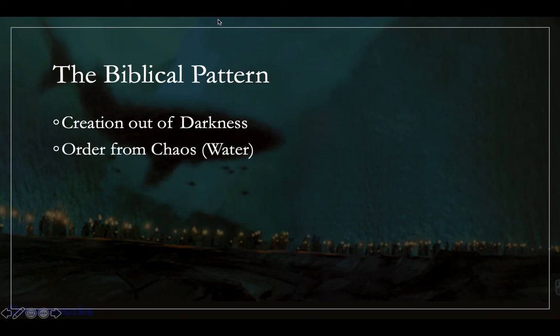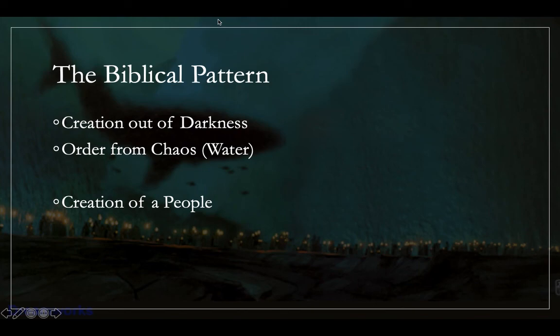Order from chaos, especially this idea of God separating the water and bringing us through the water. We're going to think about this in terms of the Exodus event, but also baptism. I mean, why is Jesus baptized? Why has water become such an important symbol in the Christian tradition for a new identity? Well, it's grounded all the way back here in Genesis 1, where God brings order and separates the water from the water, creating the dry ground.